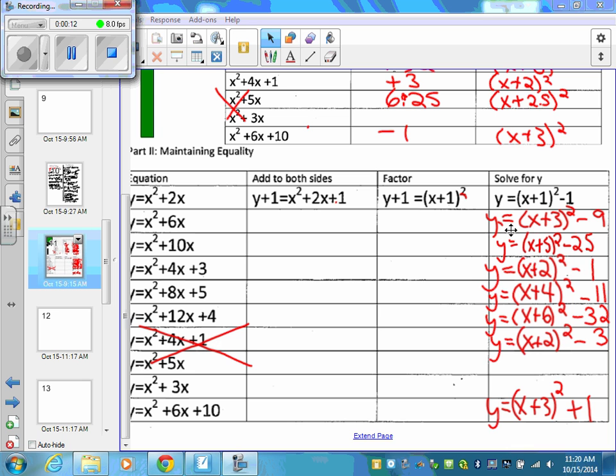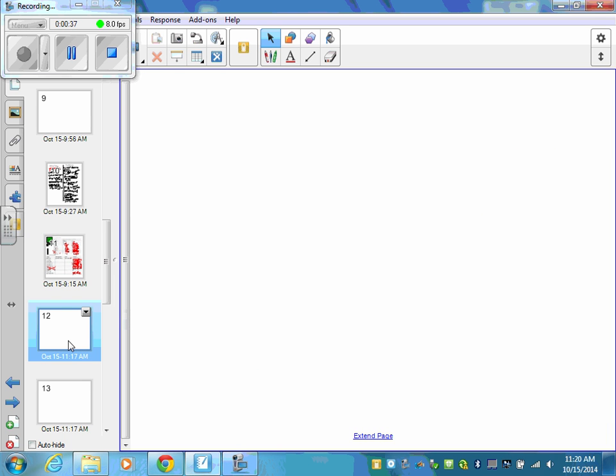So the first one should be, I think we did these first two together, and you should get x plus 2 squared minus 1, x plus 4 squared minus 11, x plus 6 squared minus 32, x plus 2 squared minus 3. These two you didn't need to do. And finally, this one's a little different: x plus 3 squared plus 1. Okay, so just to have those correct.